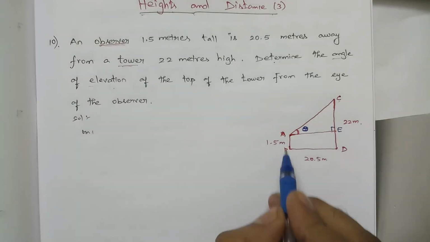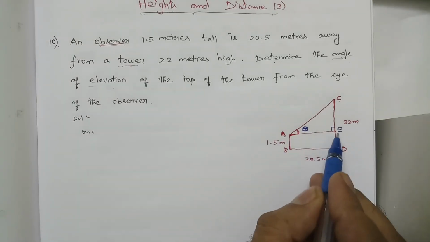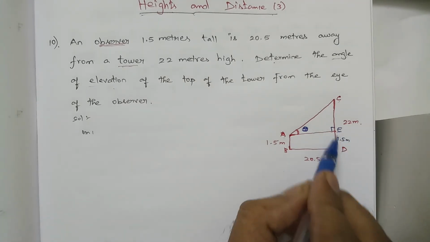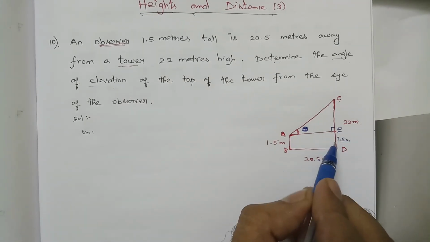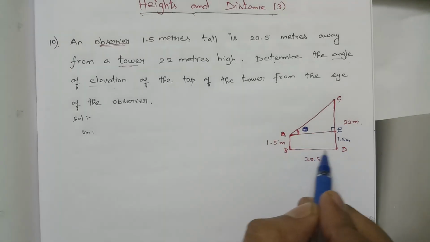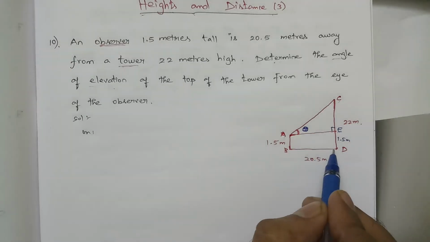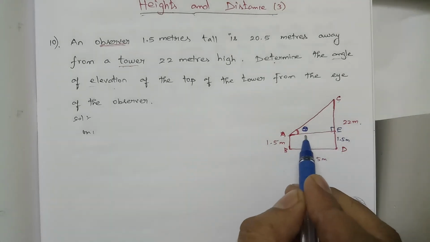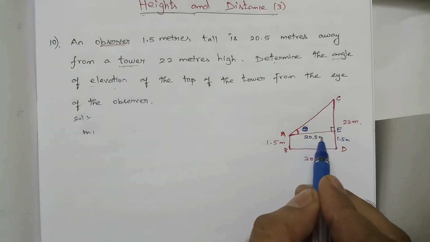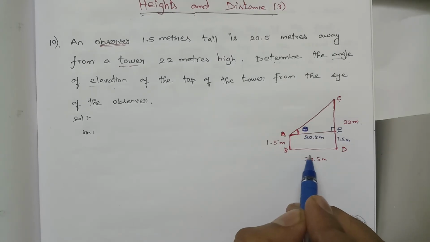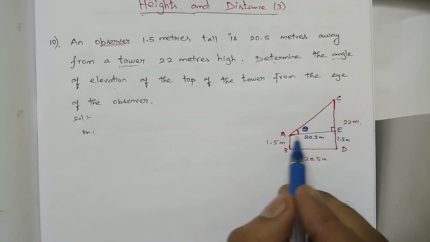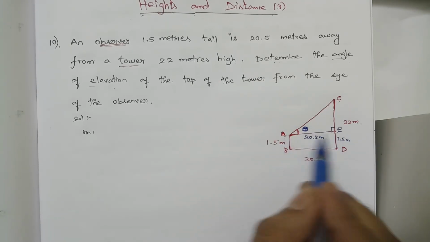See, AB is 1.5 meter, and being parallel, ED is also 1.5 meter. BD is 20.5, then AE is also 20.5 meter, the same measurement. Both are equal. So in the right angle triangle ACE, we know the length AE.